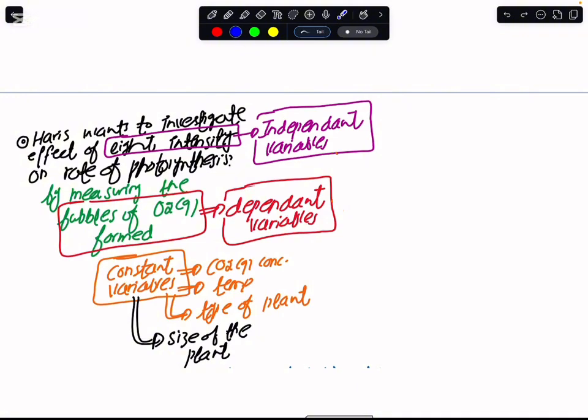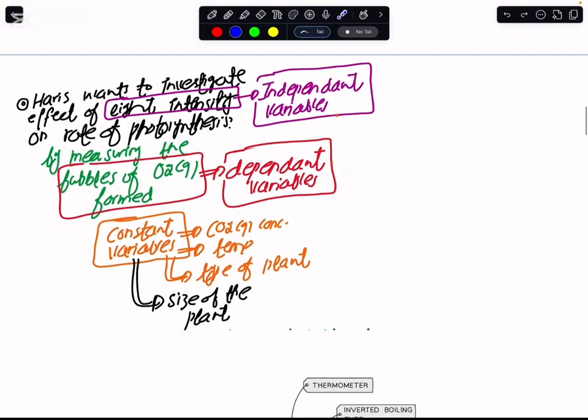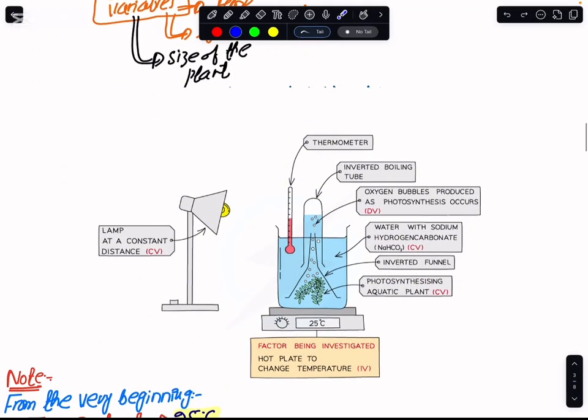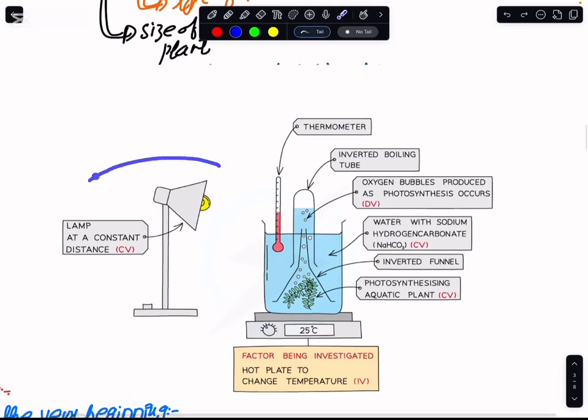Okay, so we have to see how he will be able to set up the experiment in order to see the impact of this. So what he is going to do is that he would take a lamp, and then he would take this beaker. In the beaker, he would take this aquatic plant, and above the aquatic plant, he would place this inverted funnel, and then he would place this test tube on the top of it. And now he would count how many bubbles of the oxygen gas are being produced.